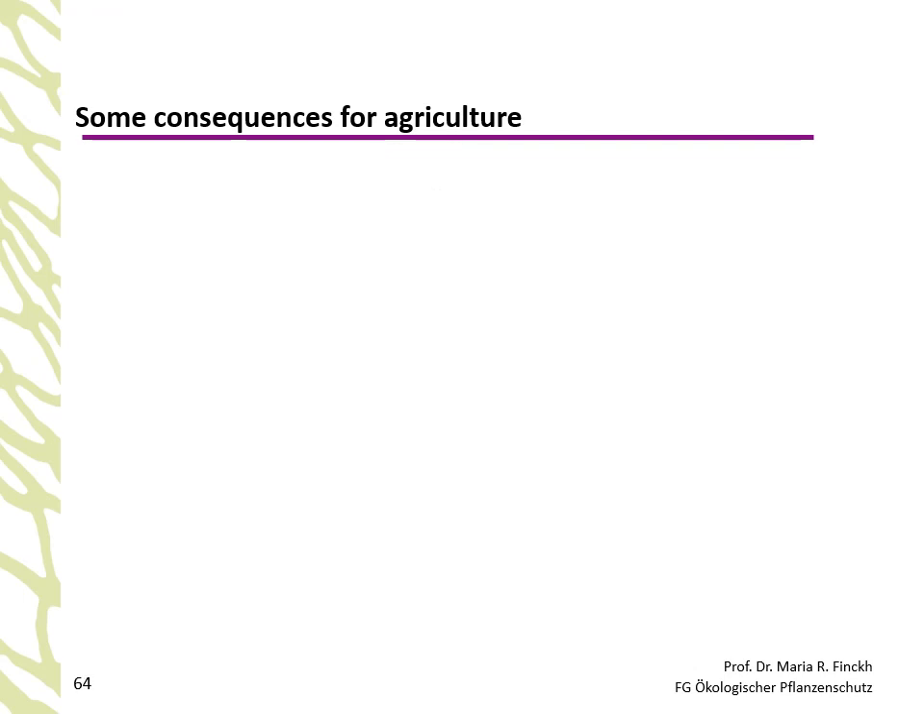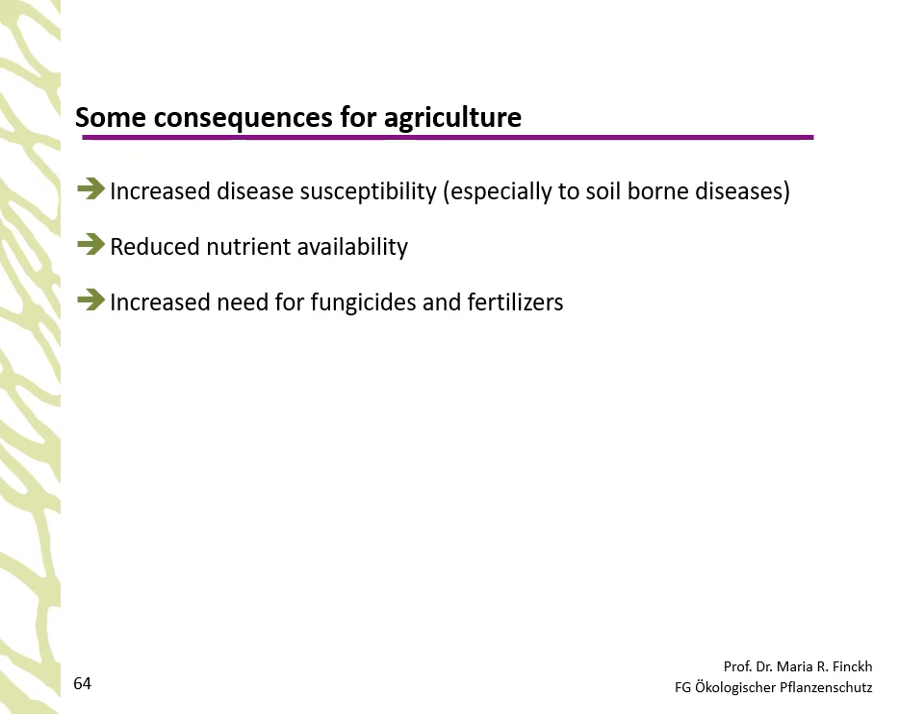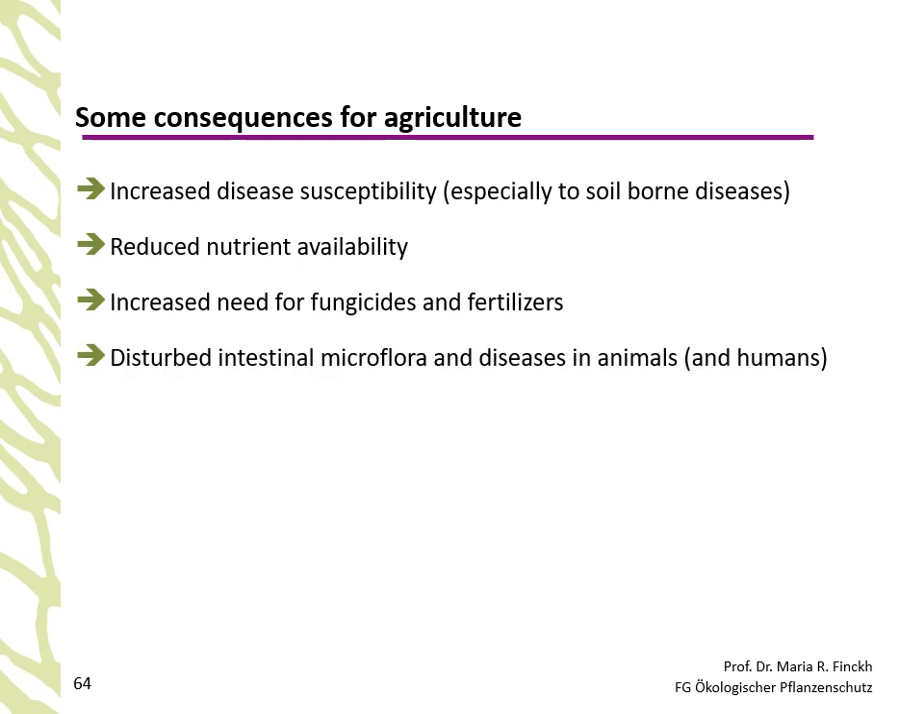And what are the consequences for agriculture? We have increased disease susceptibility, especially to soil-borne diseases, and more for GMO plants than for non-GMO plants. We have reduced nutrient availability if glyphosate is applied long-term. We have increased need for fungicides and fertilizer as a consequence. We have disturbed intestinal microflora and diseases in animals, and thus also in humans most likely. We have increased antibiotic resistance in the environment.